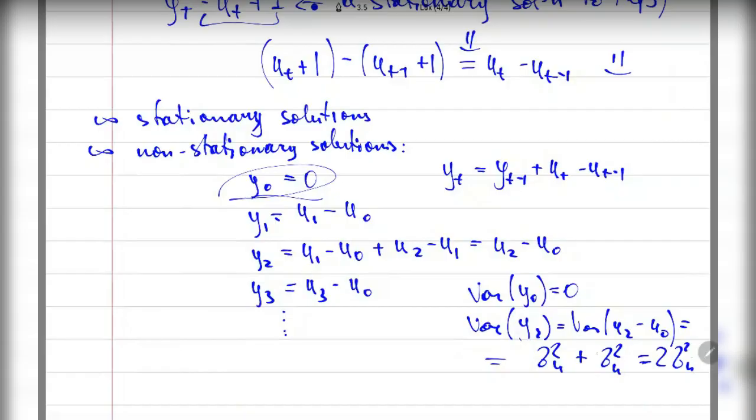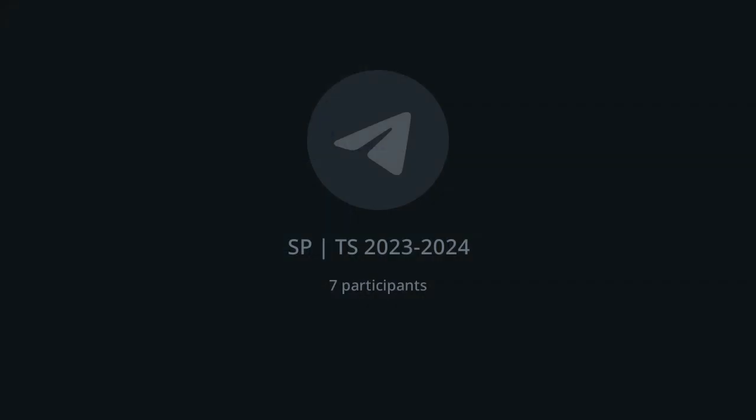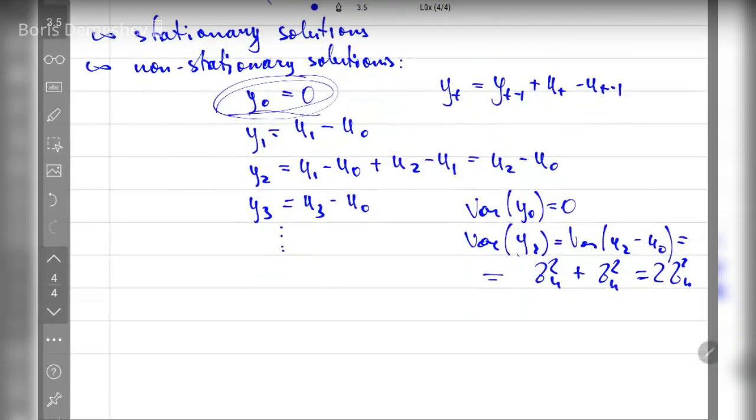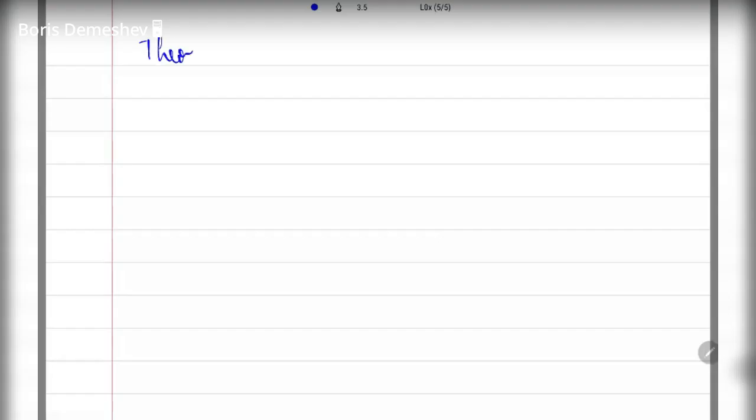and that's a non-stationary solution. And if you start not with 0, but let's say with 5, or with 10, we will also obtain a non-stationary solution. Okay, and the last theorem, we will not prove it either. Theorem 3.